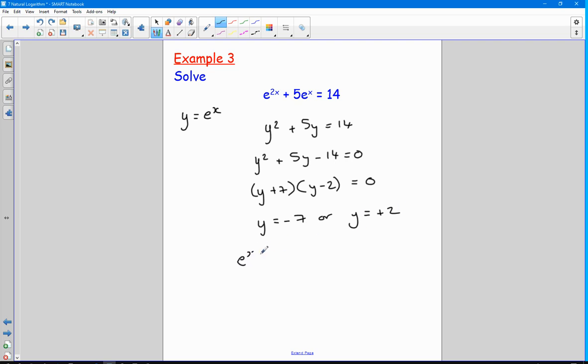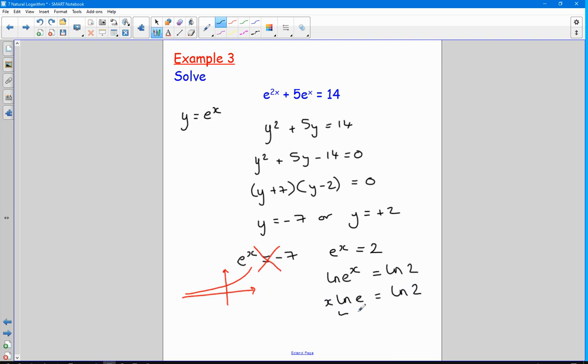If we substitute back, e to the x is negative 7 and e to the x equals 2. We should already spot that this one, we can't have that. If we think about the graph of the exponential function goes like that, it doesn't venture below the x-axis, so we can discard that particular solution. So if we go on to this part here, we're going to take the natural log of both sides, as we did previously, and use the power rule to rearrange that.